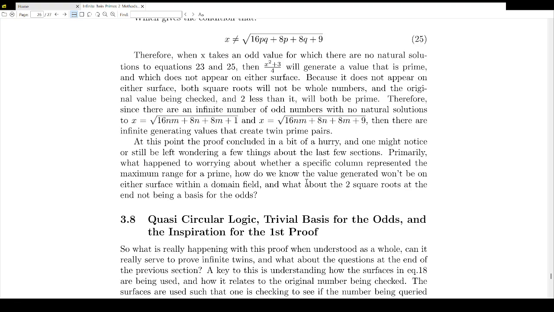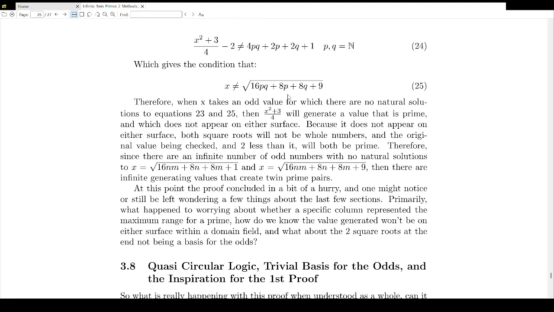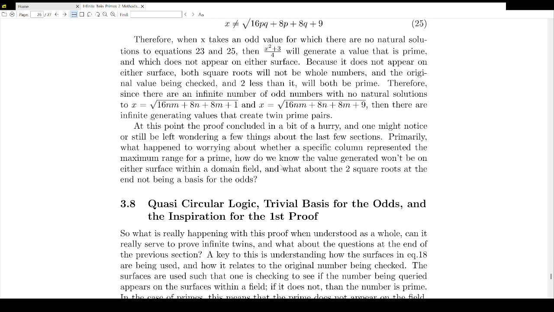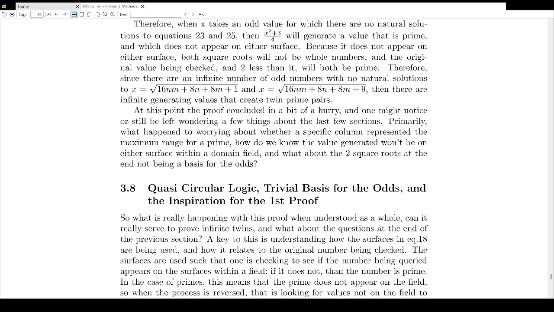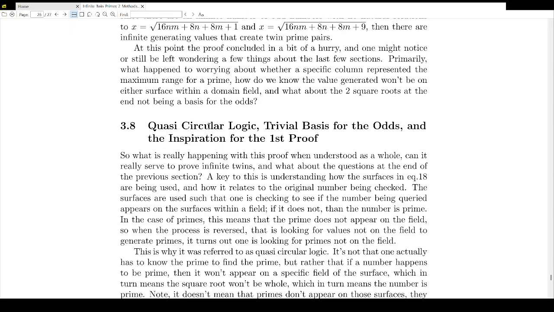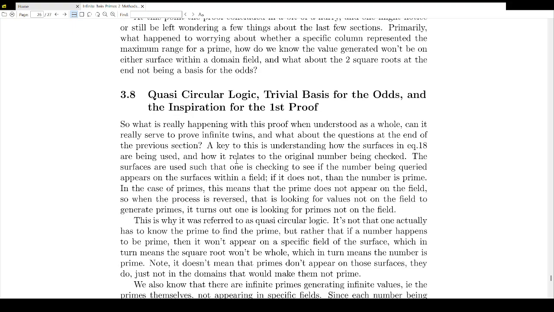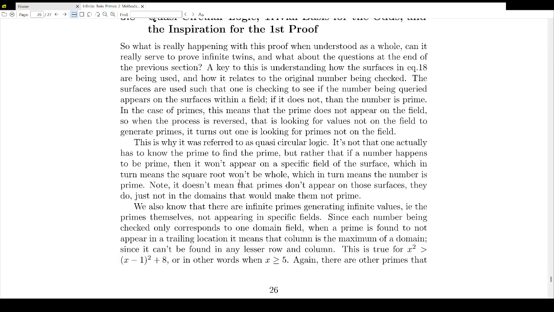And how do we know the value generated won't be on either surface within a domain field? And what about the two square roots at the end not being a basis for the odds? I didn't really prove that. And so I talk about that more here. I said quasi-circular logic, trivial basis for the odds, and the inspiration for the first proof. That's kind of what I just explained to you. But I do go into a little bit more here, so let's finish with this.